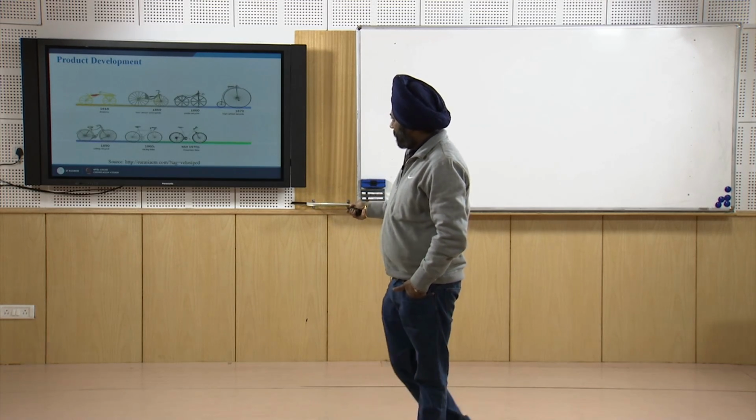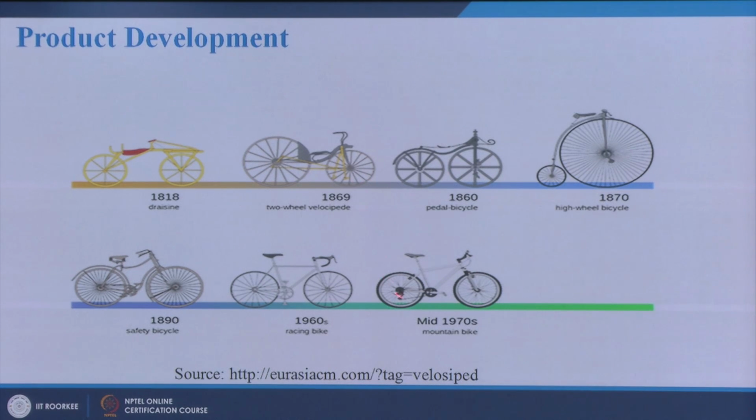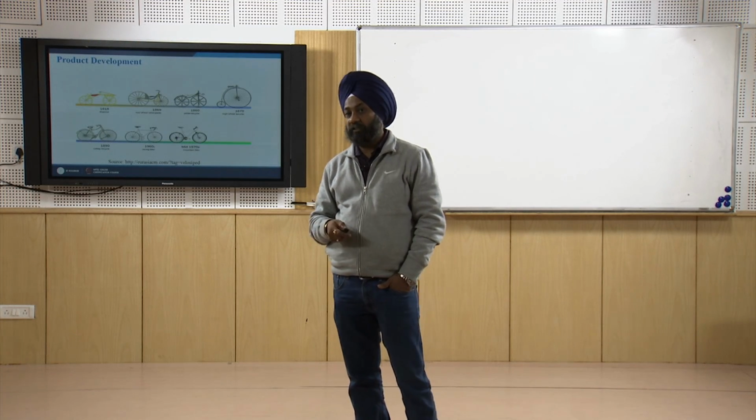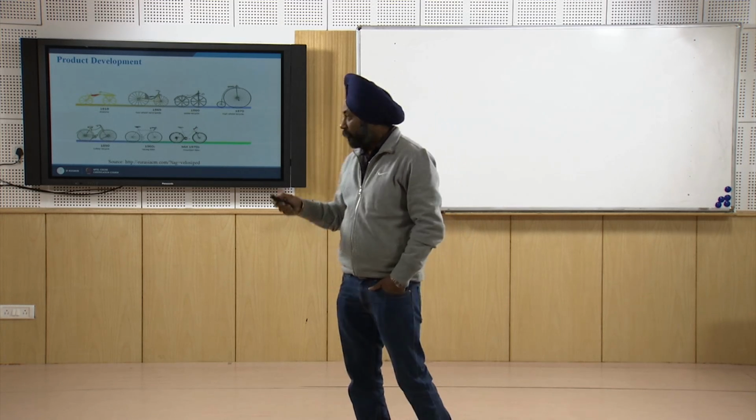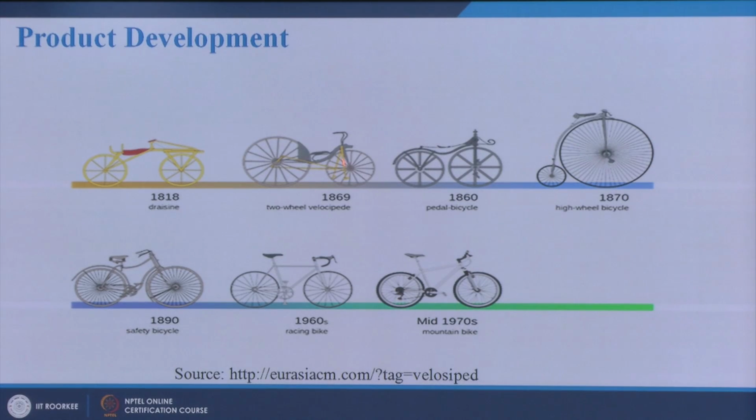This is just a most simplistic example of the design of a bicycle. You can see from 1818 to 1970 how the design of the cycle has evolved over time. This figure, taken from this source, shows the design only till the 1970s. If we see the cycles coming in 2016, 2017, the design may have further changed from the design of the mid 1970s. So you can see the change in the design. In 1969, the rear wheel is bigger and the front wheel is smaller. In 1870, the front wheel is bigger and the rear wheel is smaller, and then equal size wheels.